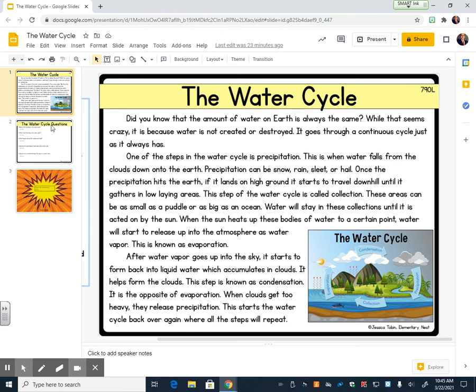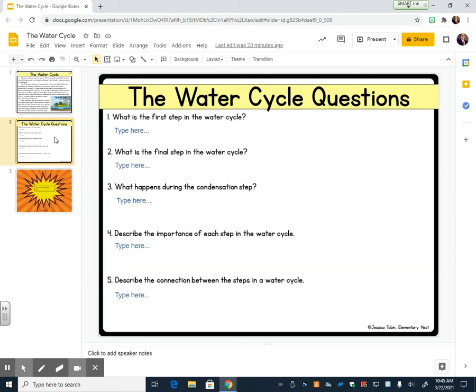Remember to write in complete sentences, and a complete sentence starts with a capital letter and ends with a punctuation mark.